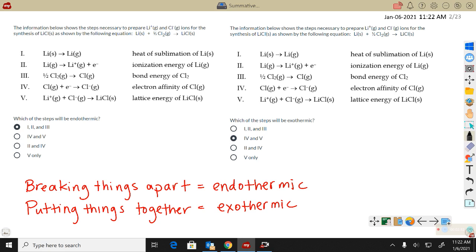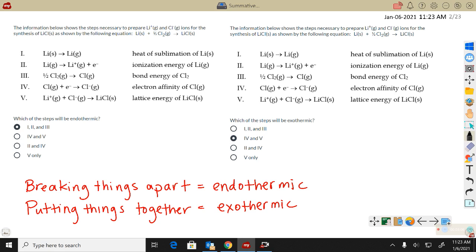Then once I've got it in the gas phase, if I continue to add energy, then I'll remove the electron. Both of those steps would be endothermic. Steps 1 and 2 require the addition of energy. Okay, now I've got my positive lithium ion, but I have to prepare the negative chlorine ion. Well, chlorine is existing as a diatomic gas. And so I want to separate those diatomic molecules so that they're individual chlorine atoms. Then I can add the electron and make individual chlorine ions.